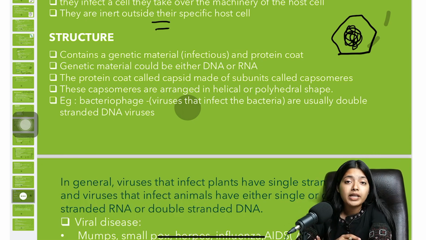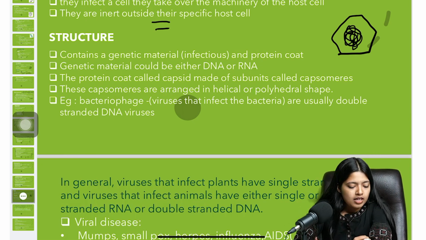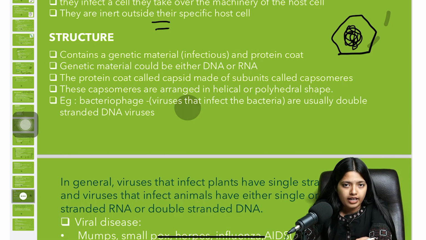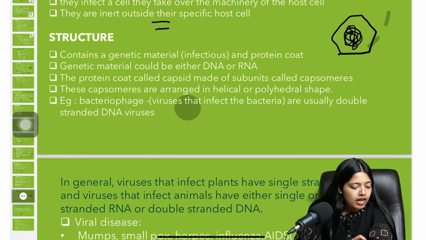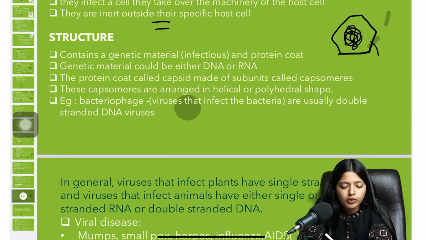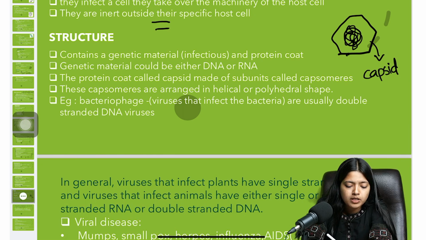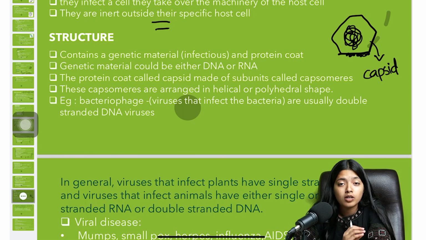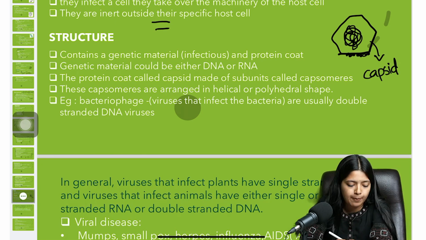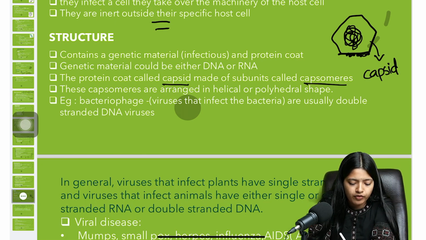The genetic material can be either DNA or RNA. The protein coat is called a capsid, made of subunits called capsomeres. Capsid is made up of units called capsomeres. So many capsomeres will together form a capsid. The basic units of their protein coat are called capsomeres. So their protein coat is the capsid, which is made up of a number of capsomeres. Capsid made up of capsomeres.